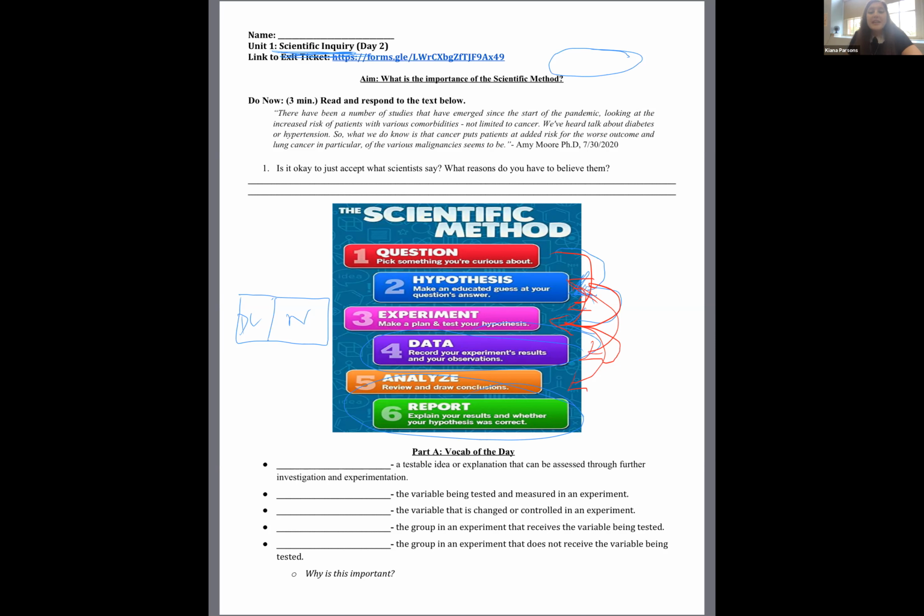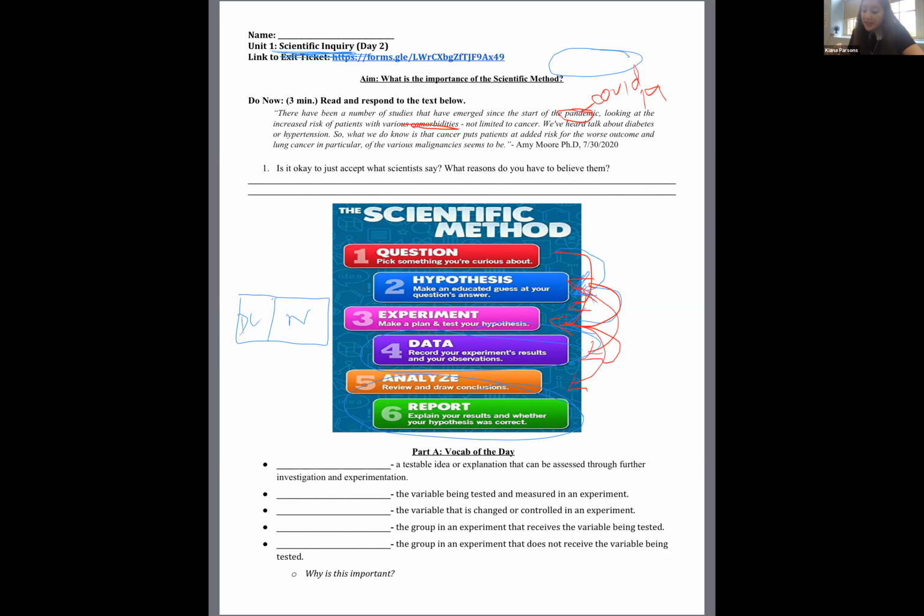There have been a number of studies that have emerged since the start of the pandemic, looking at the increased risks of patients with various comorbidities, not limited to cancer. So since the COVID-19 pandemic, they're looking at increased risks of patients with various comorbidities. You may have seen this word in the news a lot. That word means various illnesses occurring at the same time, right? So if someone has diabetes and hypertension, and then they get infected with COVID-19, those are their comorbidities, the illnesses that they already had. We've heard talk about diabetes and hypertension.